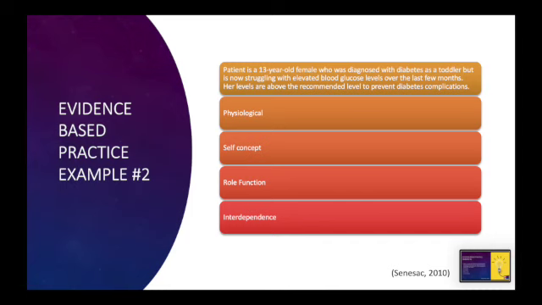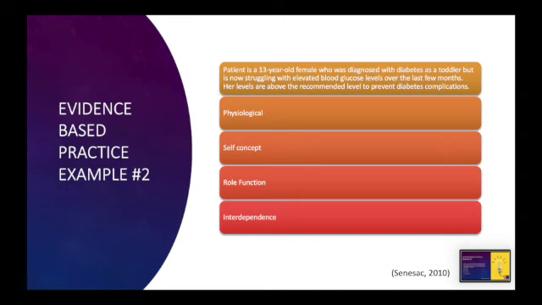For our next case study, we have a patient who is a 13-year-old female, and she was diagnosed with diabetes as a toddler, but now she is struggling with elevated blood glucose levels over the last couple months. Her levels are above the recommended level to prevent diabetes complications. So the physiological aspect would be to treat her elevated blood glucose levels by administering insulin and talking to her about diet to help her better control that.